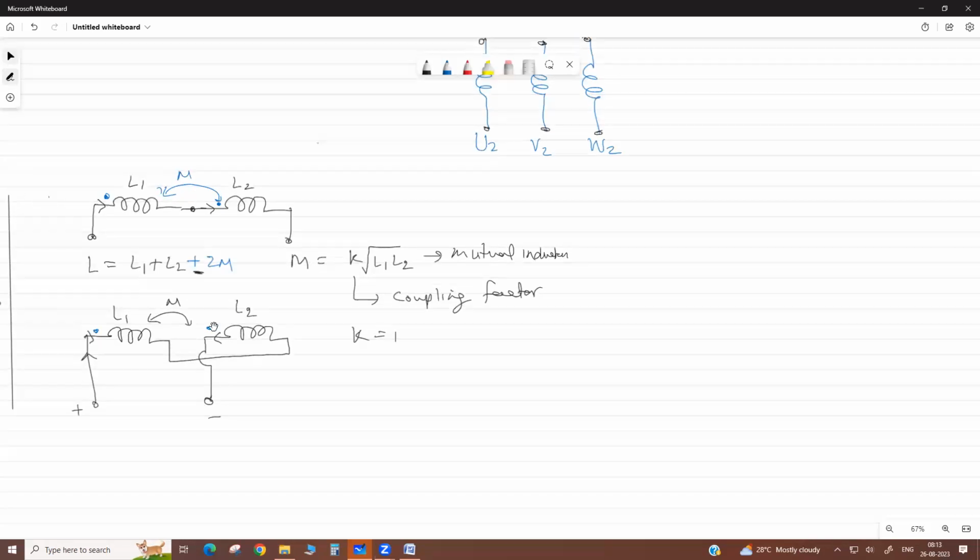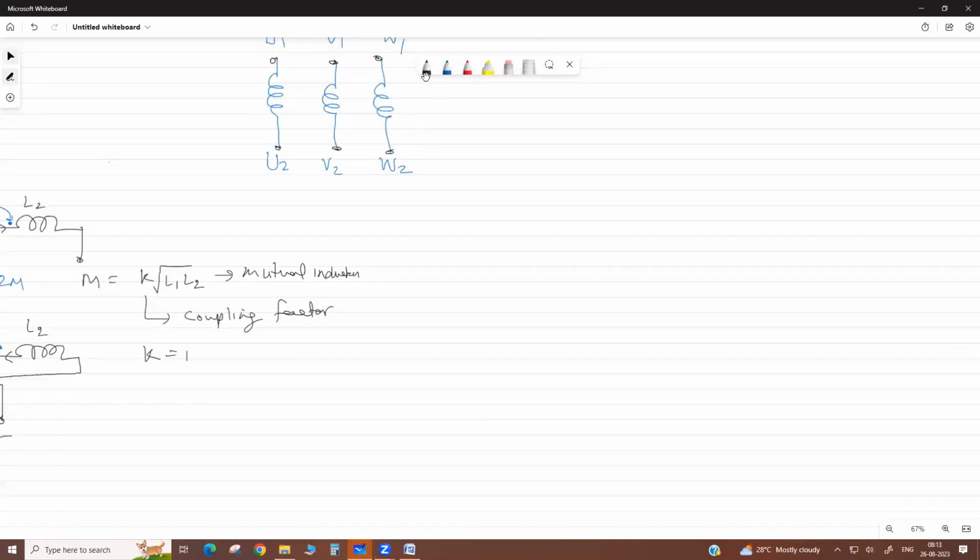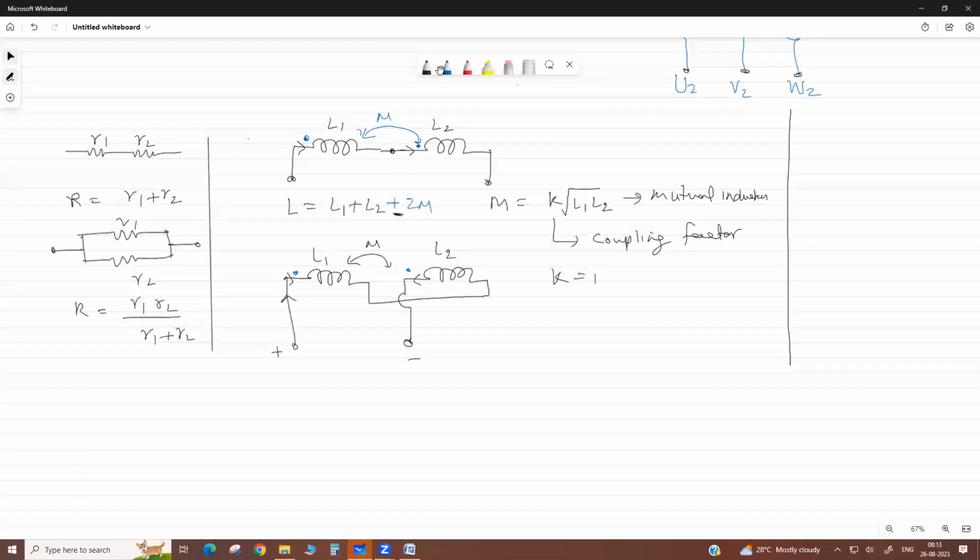So you know how we calculate when inductors are in series and parallel. For parallel, this is also the same as for resistance. For parallel, 1 by R equals 1 by R1 plus 1 by R2.